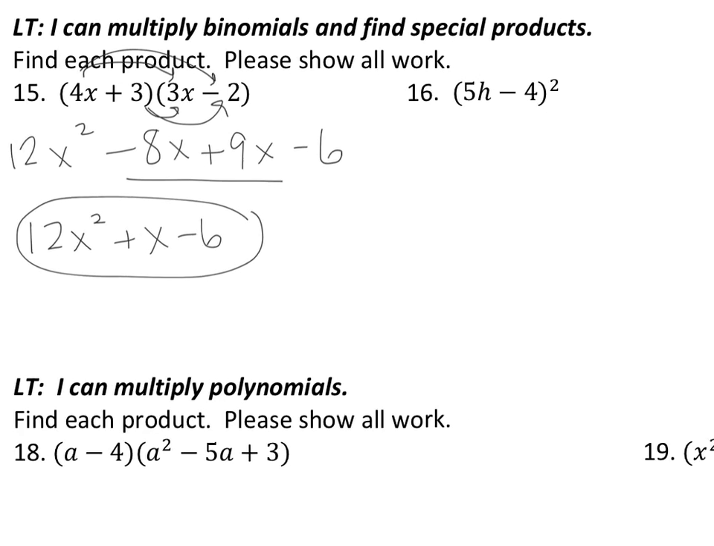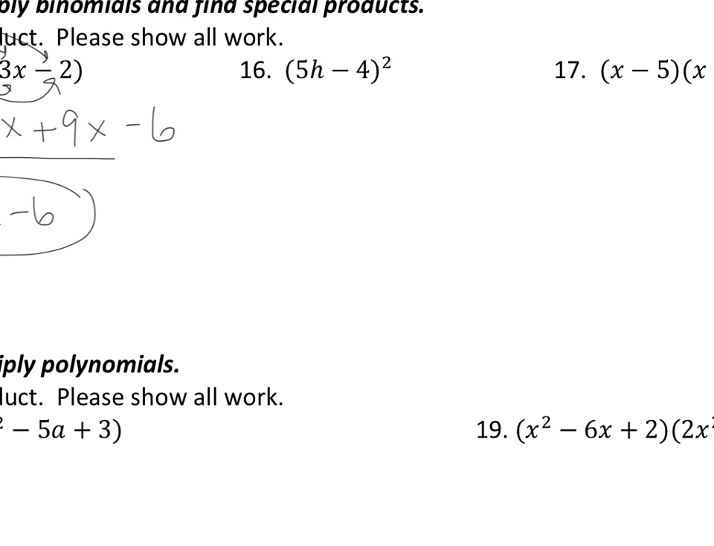Now number 16 is a little bit different, right? It's a special product. It's a square of a difference. So really, if I were to write this out, it would be 5h minus 4 times 5h minus 4. And I could use the box method. I could FOIL. Or if you remember that rule that we learned, we could also use that.